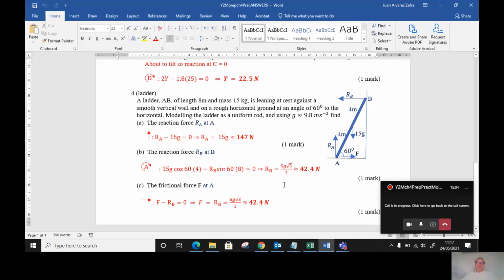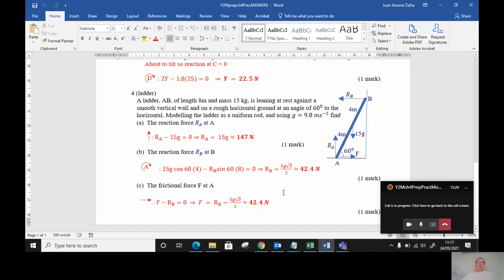So if, for example, we want to work out the frictional force, if we resolve horizontally, the only horizontal forces are F and RB. We get that F minus RB equals 0, resolving to the right, and therefore F equals RB, and therefore F equals 42.4 newtons as well. And of course, we could work out RA if we wanted to by resolving vertically upwards as well.